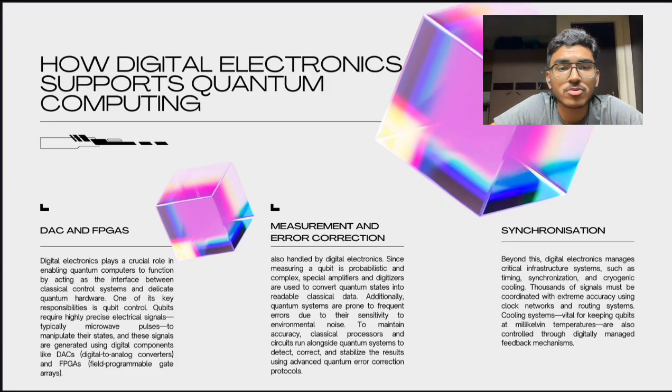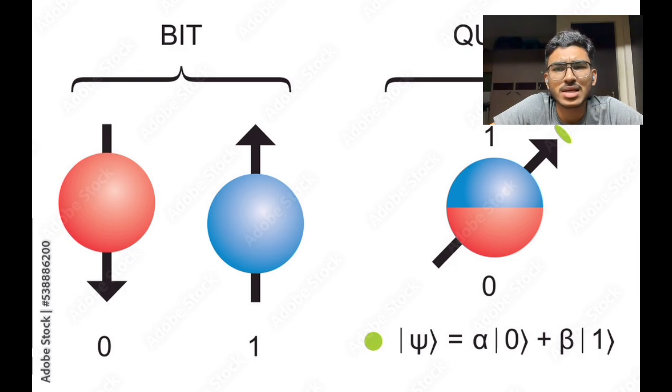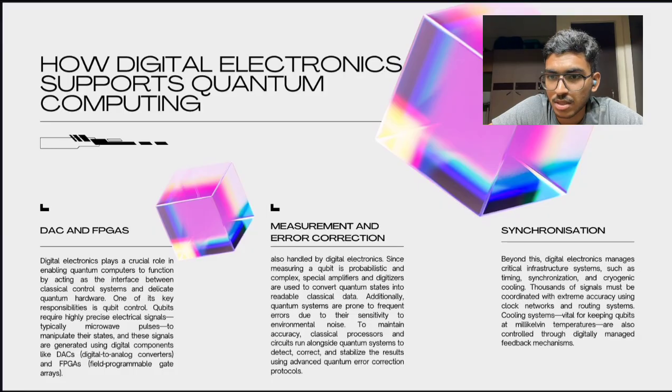Next comes readout and measurement. Reading the state of a qubit isn't as simple as checking a bit in a RAM chip. Quantum measurement is probabilistic and fragile. Specialized electronics are used to amplify and digitize the signal from the qubit so that we can interpret the final state, whether it collapsed into a 0 or 1.